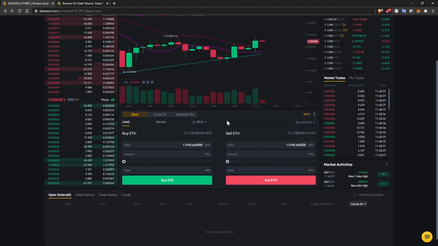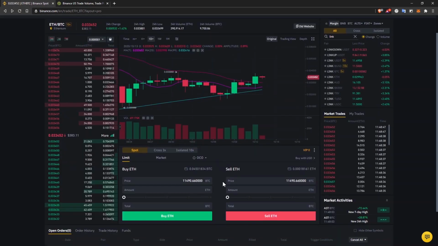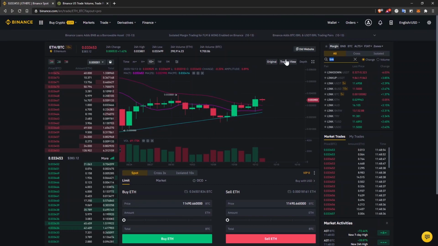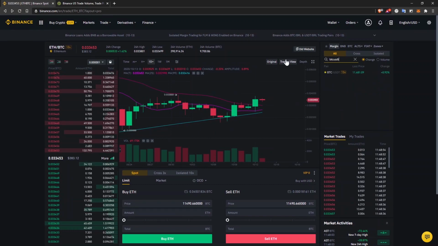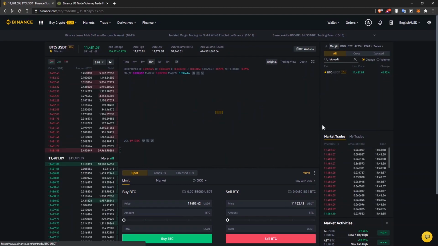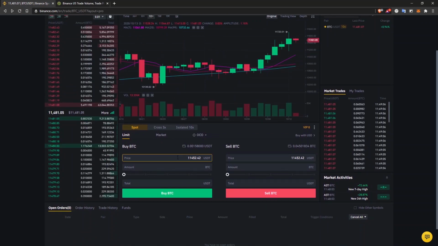Let's start with limit. How we are using the limit order type. Let's select a trading pair that it's easily understandable. Let's select Bitcoin USDT. So a limit order, you can select the price you want to buy at. For example, I want to buy Bitcoin at $10,000 and only buy at this price.